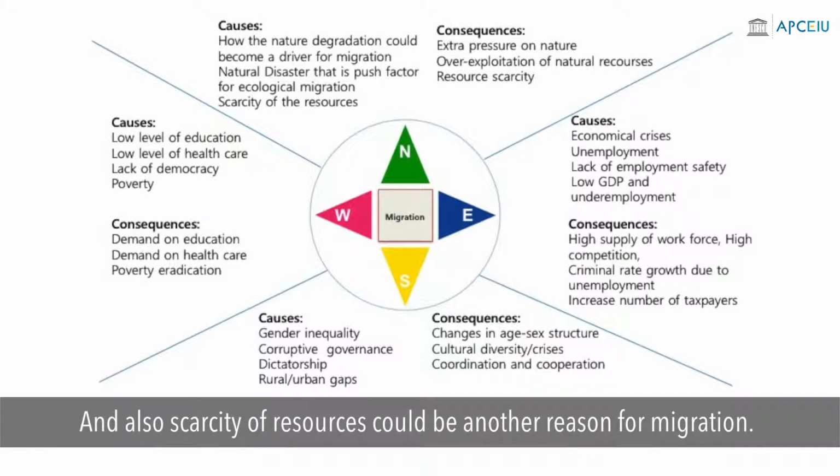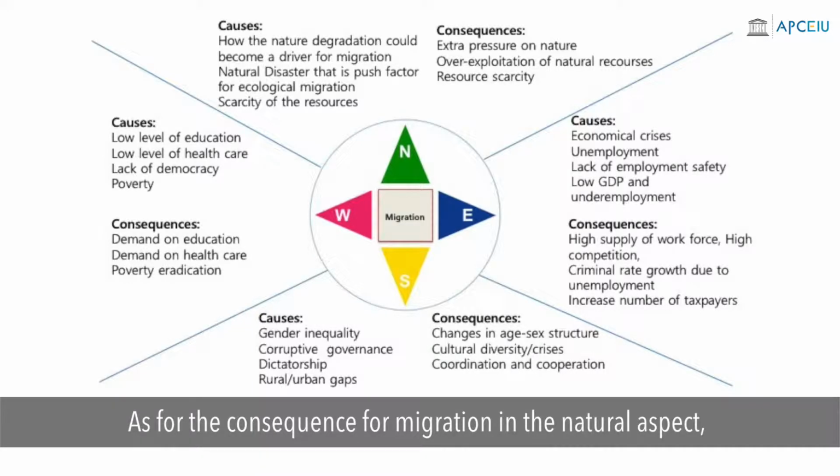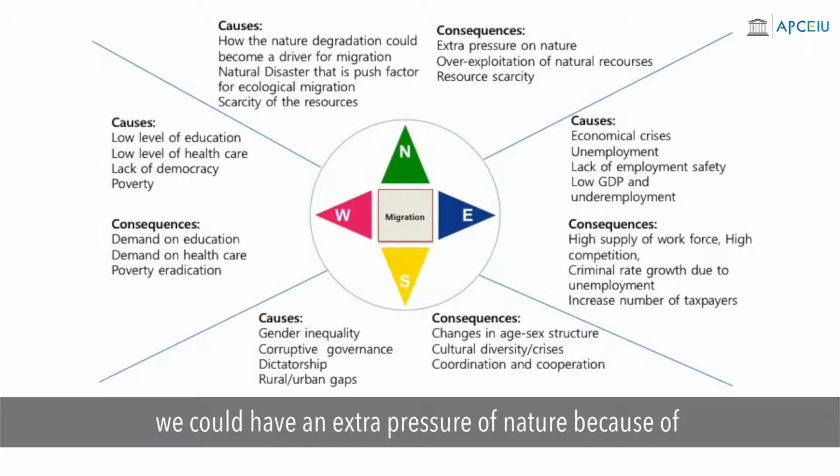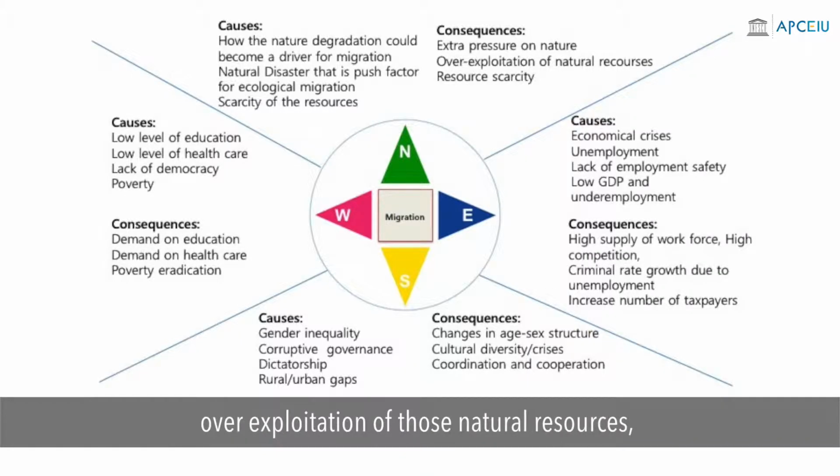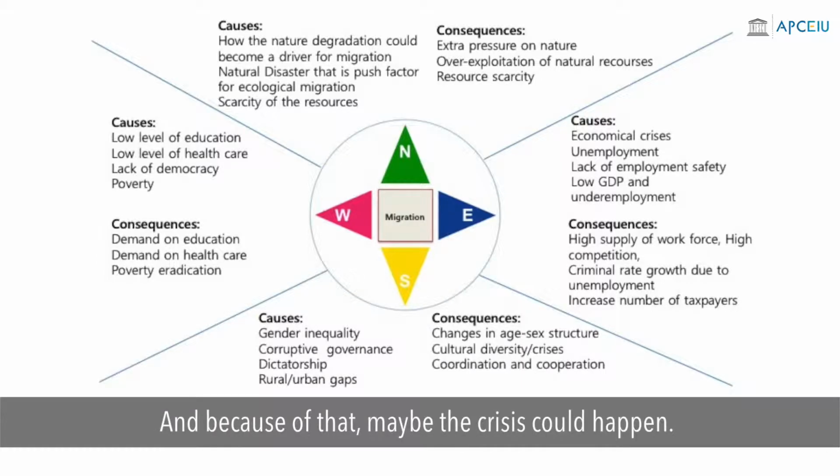And also scarcity of resources could be another reason for the migration. As for the consequence of migration in the natural aspect, we could have extra pressure on nature because of the increasing number of population. Locals and migrants who are coming to this place are using those resources, overexploitation of those natural resources, and the scarcity could be in place, and because of that maybe a crisis could happen.